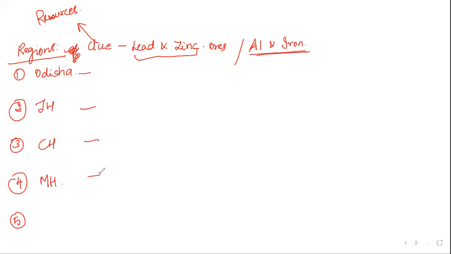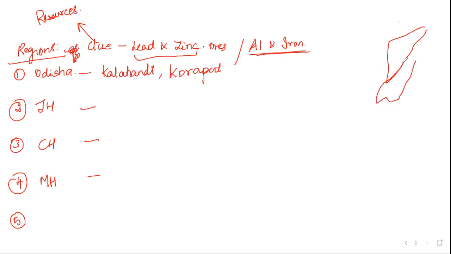Right, follow me. Odisha. With respect to Odisha, the KBK region, have you heard of this KBK region? Those KBK regions of Odisha include Kalahandi district, Koraput district. This region, if you observe Odisha, it will be something like this. And next to it, I have the starting of Andhra Pradesh.